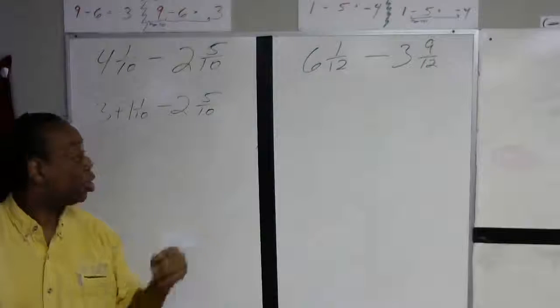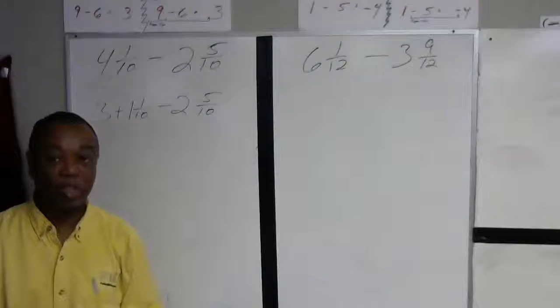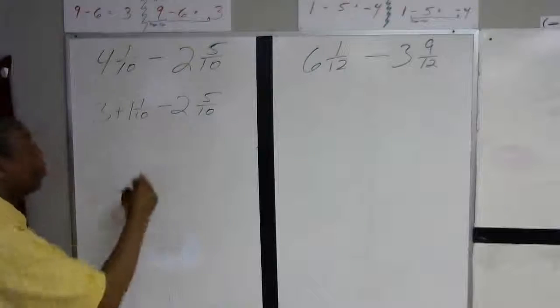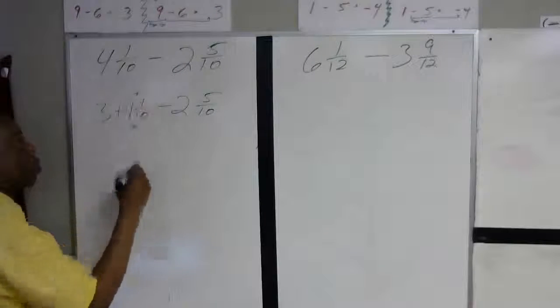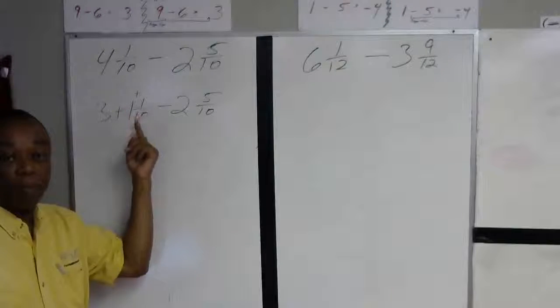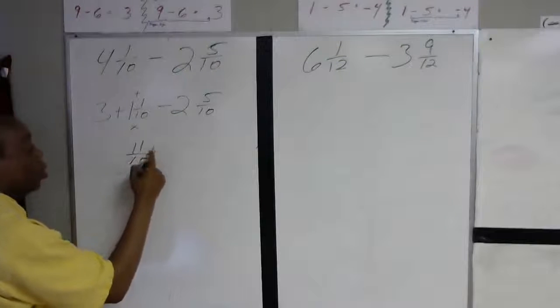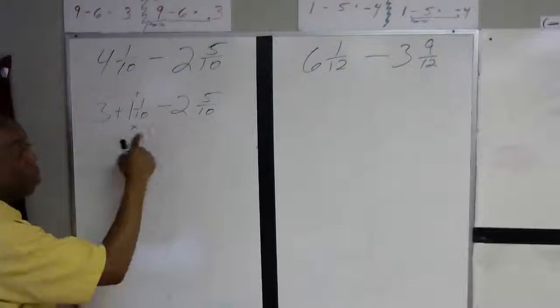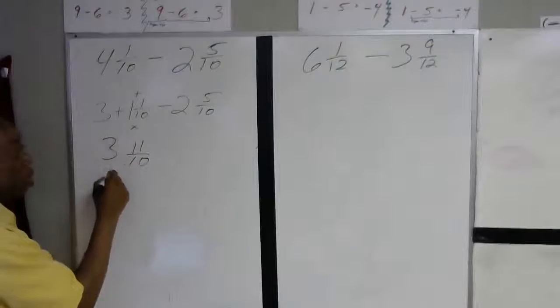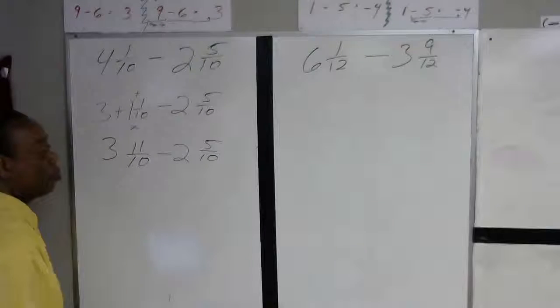Next, we're going to convert the 1 and 1/10 into an improper fraction by multiplying and adding. So 10 times 1 is 10, plus 1 more makes 11. So this will be 11/10. Then I bring down all the other numbers. The 3 comes down, minus 2 and 5/10.